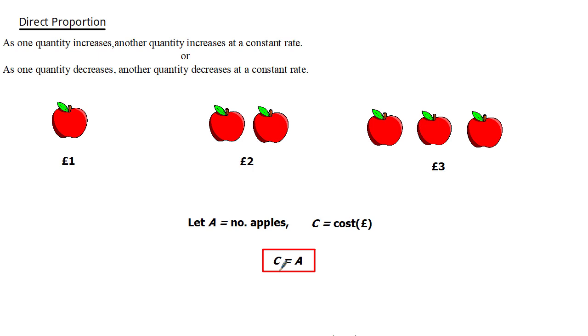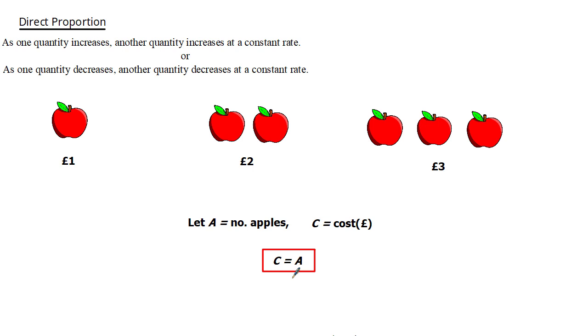And these two variables will be seen as directly proportional because when A, the number of apples, increases, C, the cost in pounds, also increases by exactly the same amount. And when the number of apples decreases, the cost of apples in pounds also decreases by exactly the same amount. When we use formulas to describe relationships where variables are directly proportional to each other, the relationship works both ways. So you could have also written that A is equal to C.